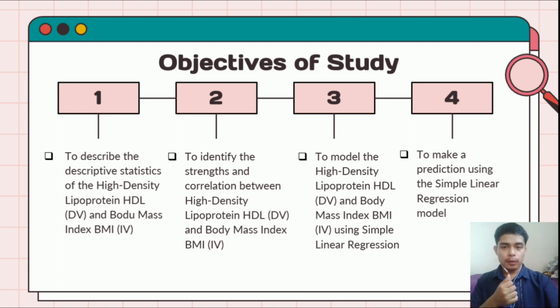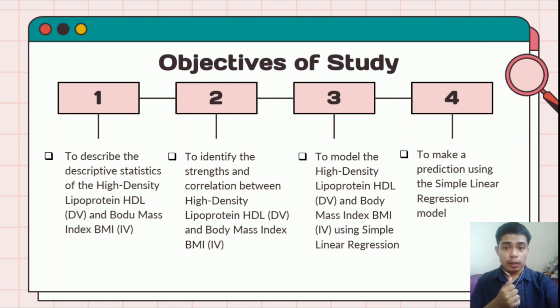Next is the objective of study. First is to describe the descriptive statistic of high density lipoprotein and body mass index, BMI. So high density lipoprotein here will be the independent variable, which means it can be changed, while the BMI will be the dependent variable, which means that it cannot be changed because it will be the effect of what we will see from the independent variable.